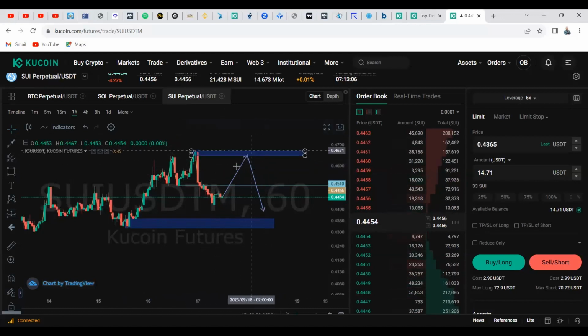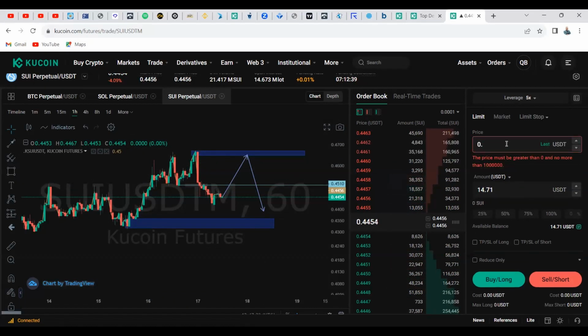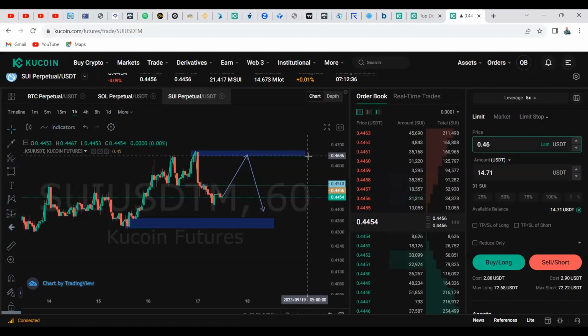So if I place a sell limit order, this is an order that would be executed at the limit price or higher. So the limit price is over here or higher than that. What I'm saying is, if price gets to 0.4649, my order must be executed. Then I would go here and enter 0.4649, as I've put it over there, and then I would enter the amount.